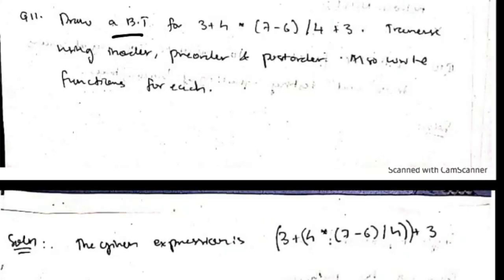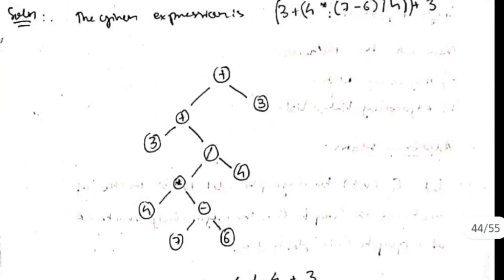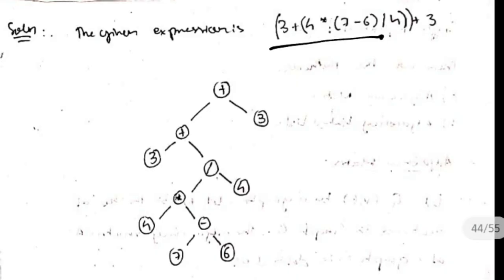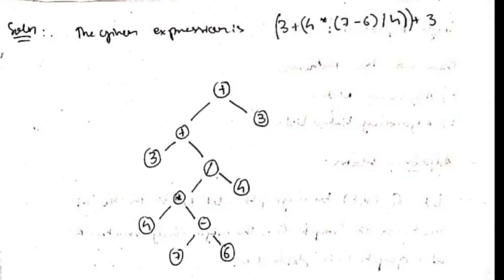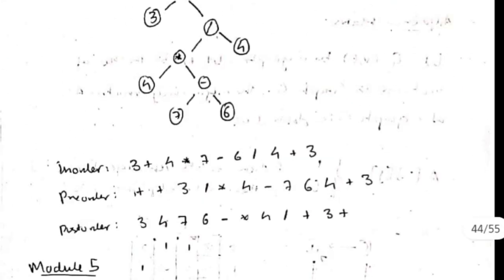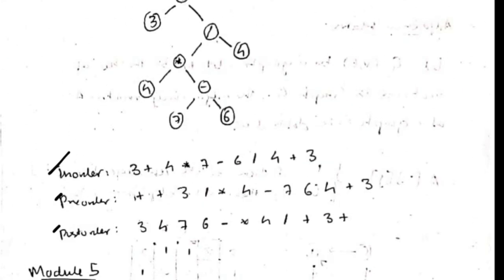We have been asked to draw a binary tree for the expression, and this expression is already in infix form, so we need not convert it from postfix. So we'll make the expression tree as, first we'll divide into two parts, and we'll make the plus sign here, and the left part and the right part will be made in a similar way. After making this expression tree, we have to traverse using in-order, pre-order and post-order traversal.